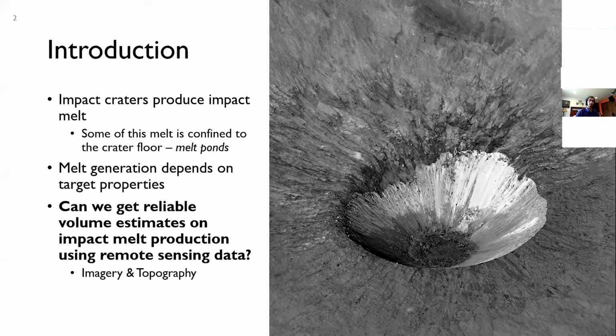The volume of melt generated could depend on target properties. So it's a useful question to ask: can we get a reliable estimate of what volume of impact melt got generated in that impact crater? And can we get an estimate of that using just remote sensing data, such as imagery and topography?